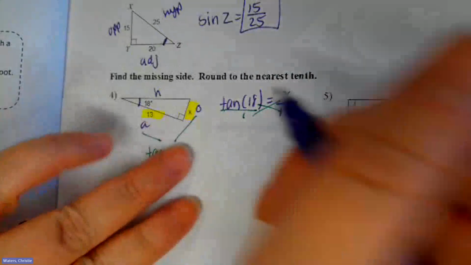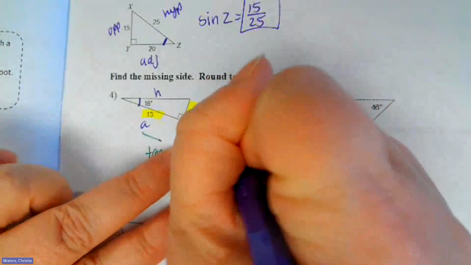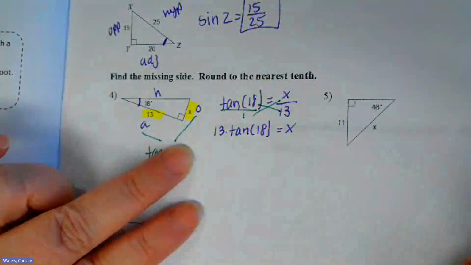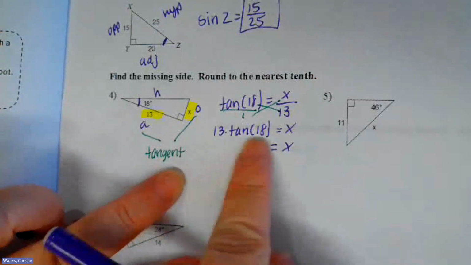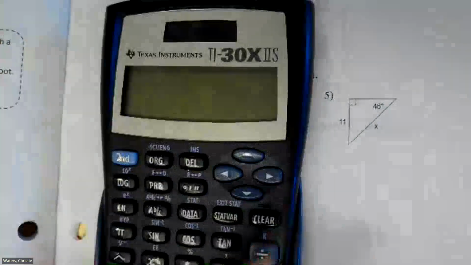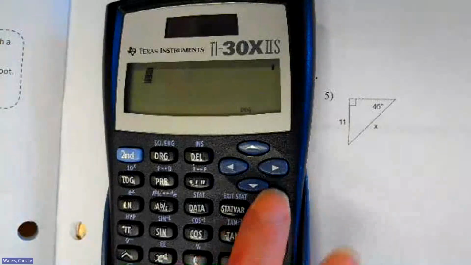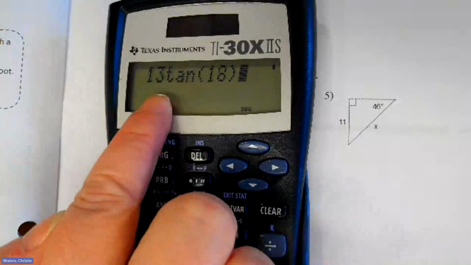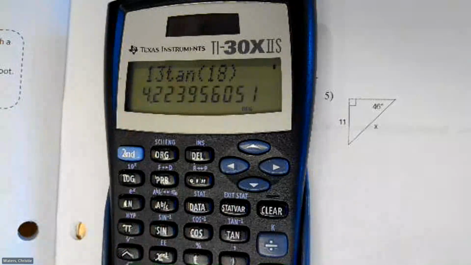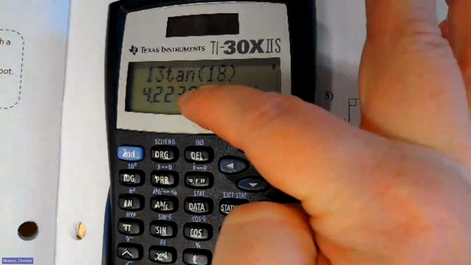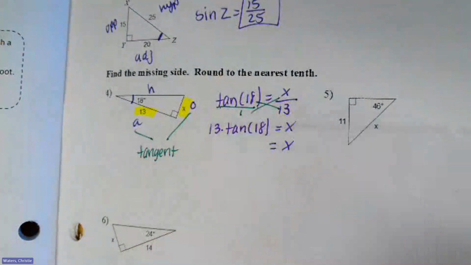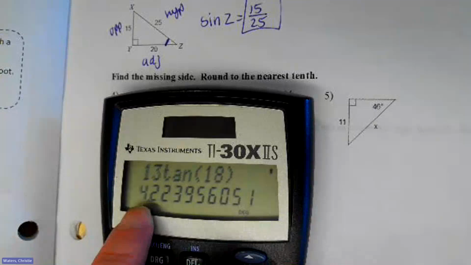So I'm going to have 13 times the tangent of 18 equals x times 1, which is just x. And I can just type this in my calculator. So 13 tangent 18. Notice I didn't even have to put a multiplication here. It automatically multiplies it. And I get 4.22395605, a big old mess. We're going to go ahead and just round it to the second decimal. So we're just going to say 4.22. Oh, no, my mistake. It says round to the nearest tenth. Should have checked that. So 4.2.